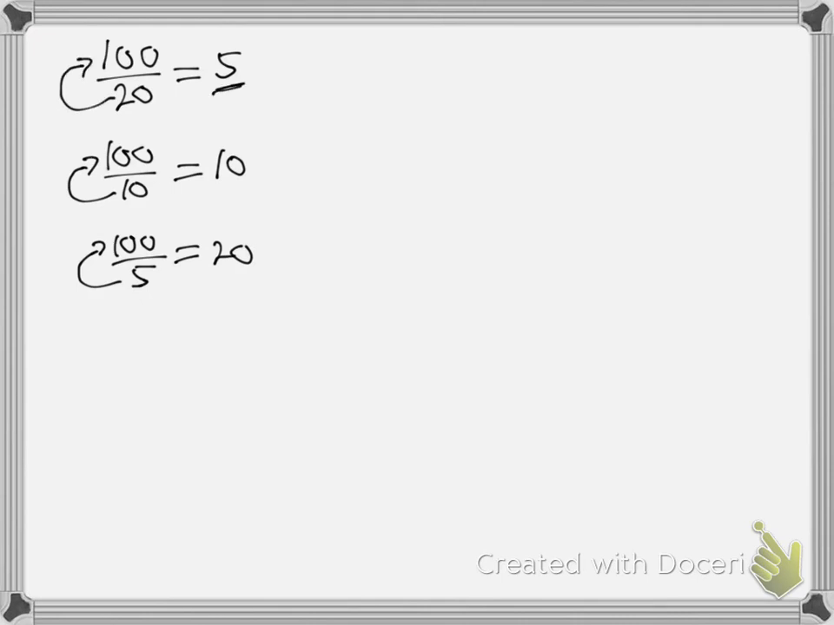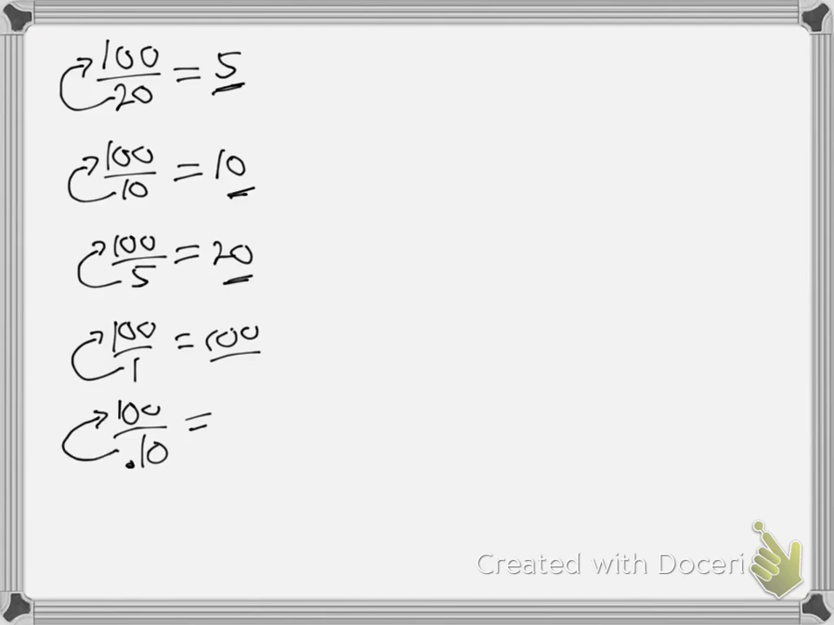See how the answers are getting bigger and bigger as the bottoms get smaller and smaller? Because a smaller bottom will go into the same top more times, won't it? Keep going. 100 over 1. How many times does 1 go into 100? Well, you know it's 100. And now can you get smaller than 1? Yeah, you could get like 0.1. Think about money, like 10 cents. How many dimes in $100? 1,000, because there's 10 dimes in $1 times $100. See how it's still getting bigger?